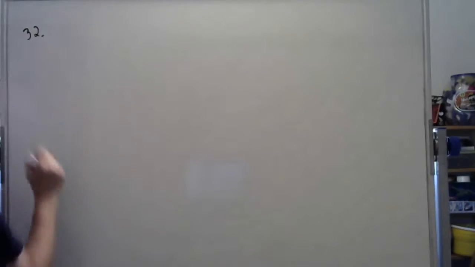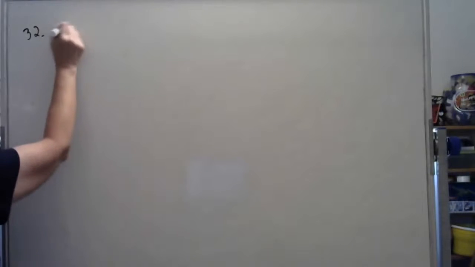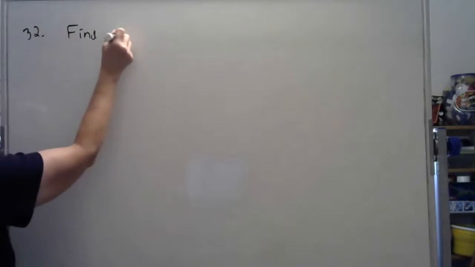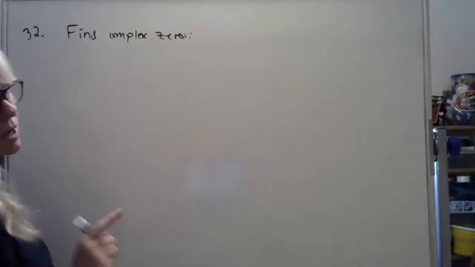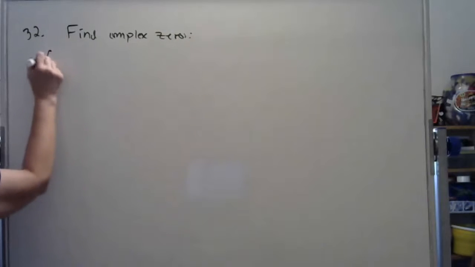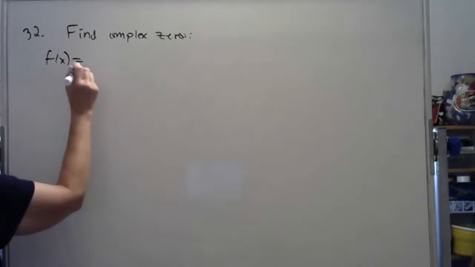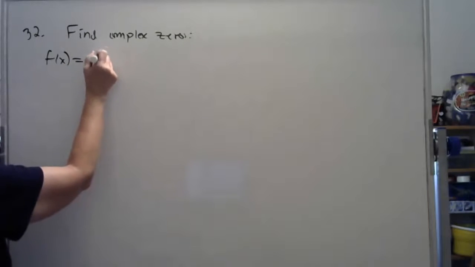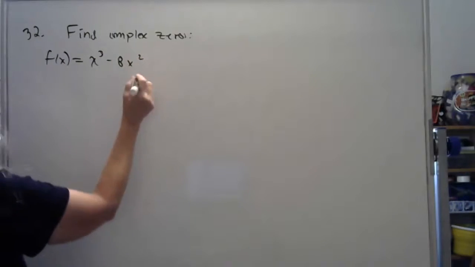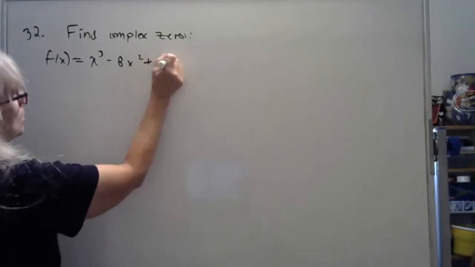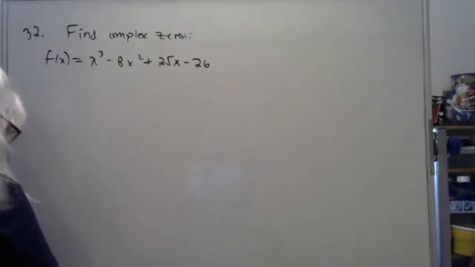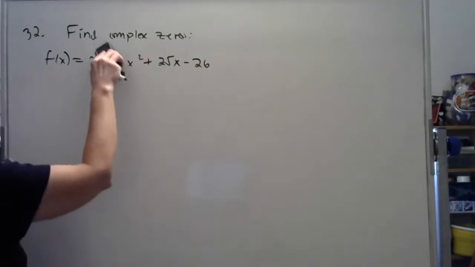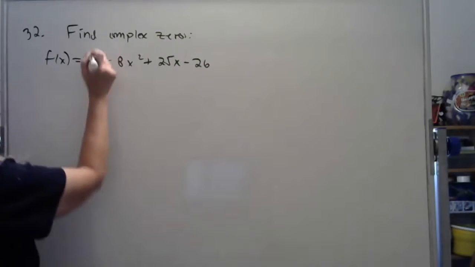Okay, number 32 says to find the complex zeros. So now we've moved up to chapter 5, with f of x equals x to the third minus 8x squared plus 25x minus 26. So x cubed minus 8x squared plus 25x minus 26.